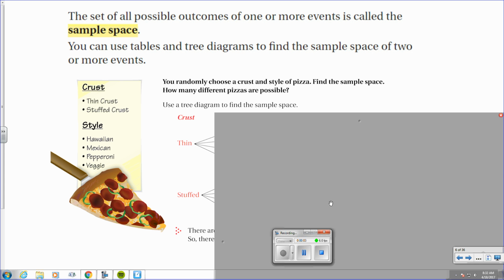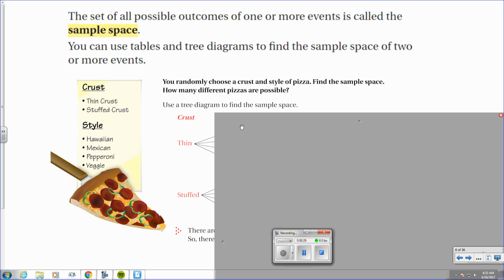All right, we're going to look now at section 10.4, compound events. Now, it's important you understand that a sample space, fill that word in, is a set of all possible outcomes of one or more events. So, sometimes you want to make a table or tree diagram to find out what the sample space of 2 or 4 events looks like.